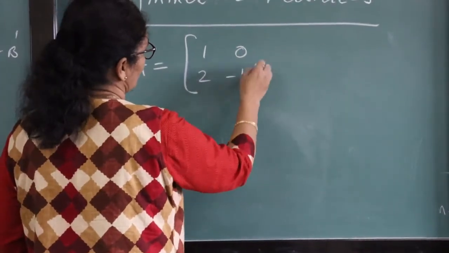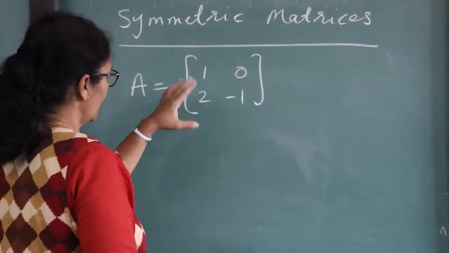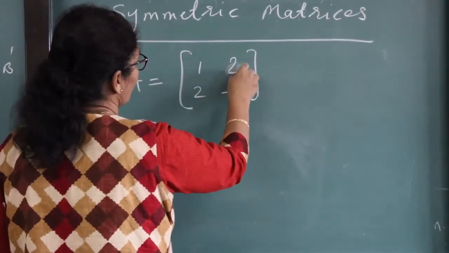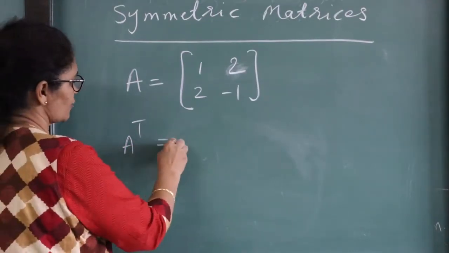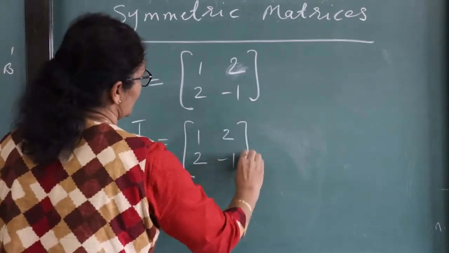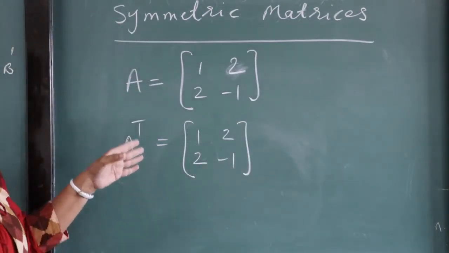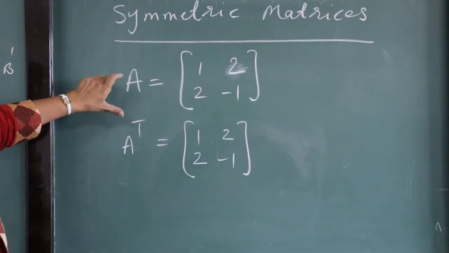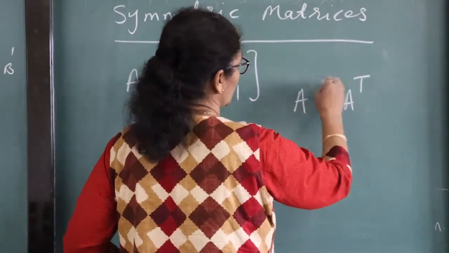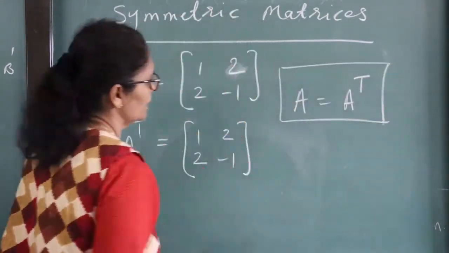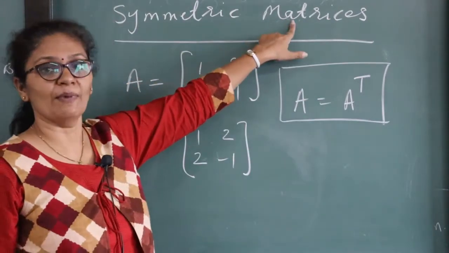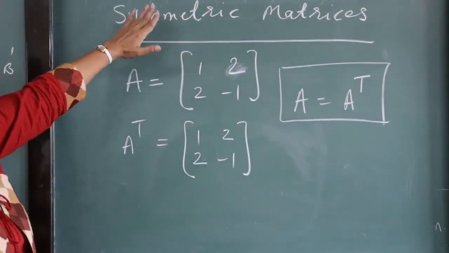See, I write one matrix, matrix A. Now if I write its transpose, then what is its transpose? 1, 2 as the first column, 2, minus 1 as the second column. What is the meaning of it? When I have written matrix A, its transpose and the matrix both are the same. In this condition, if the transpose and the matrix are the same, it is called a symmetric matrix. Now this one I have written in 2 by 2.